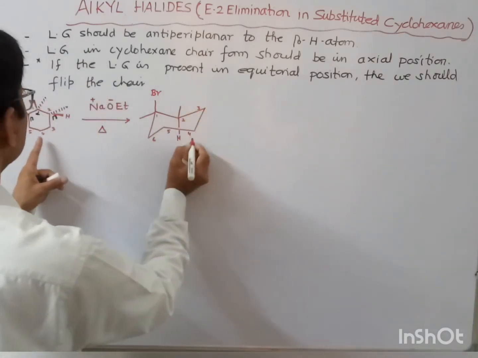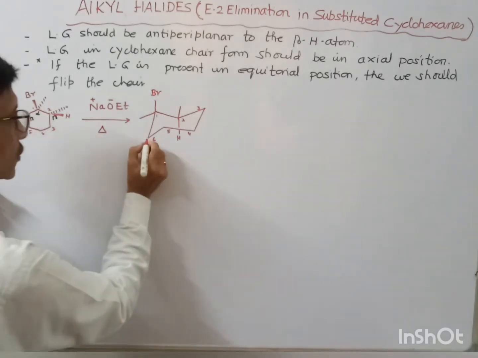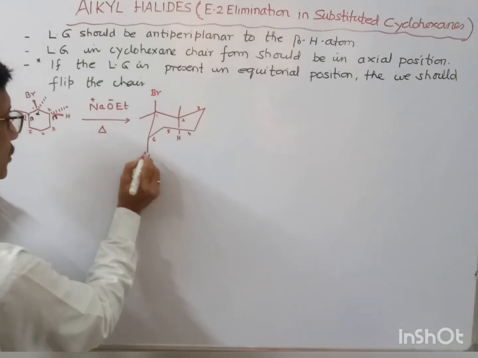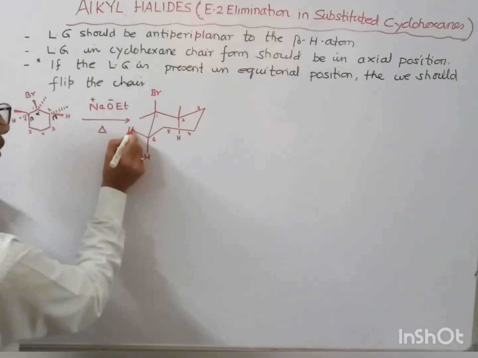Third position, 4th, 5th, and let's come to the 6th position. At the 6th position, one of the hydrogens is below the chair, and this hydrogen is above the chair. So like this, this is the hydrogen.